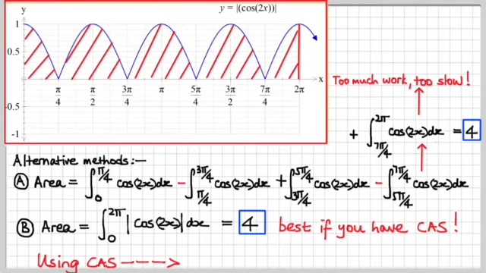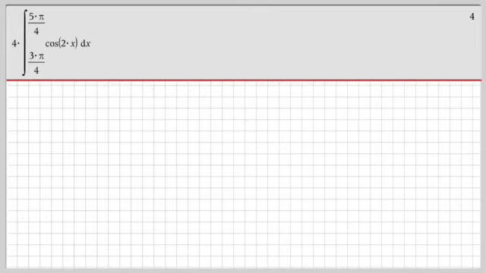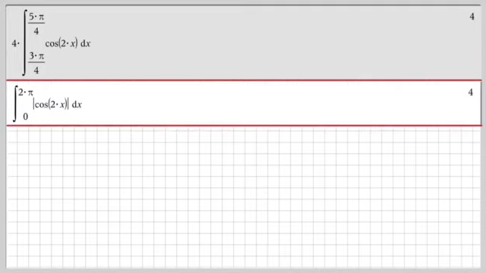And I've got a couple of examples of CAS over the screen here. There's one. That's the first way we did it. That was the smart way, okay? We were just going from the middle hump, from 3 pi on 4 to 5 pi on 4, and 4 of them. And we just go like that, and look at that magic calculator, yeah? And this is the other one. This is the absolute value one. It's pretty marvellous.